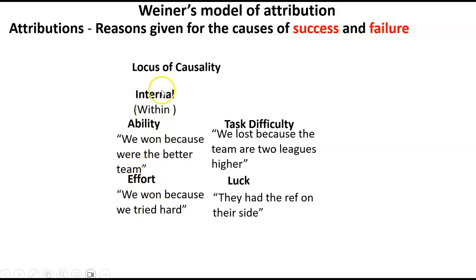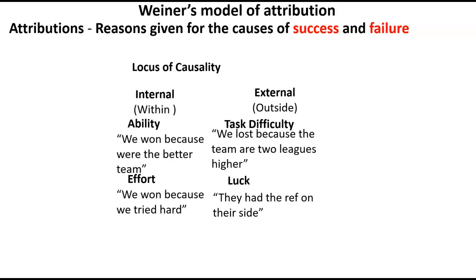That comes from within, whereas the other part of the locus of causality is external. These are reasons given for success and failure that are external and outside of the performer. For example, task difficulty. We lost because the team were 2 leagues higher. That is outside. That is nothing to do with the individual performer. That's because the other team were too good. Luck, again, is external. The reason comes from outside the performer. In this case, luck: they had the referee on their side. So there's an example of how that would be external. So our first dimension is the locus of causality.